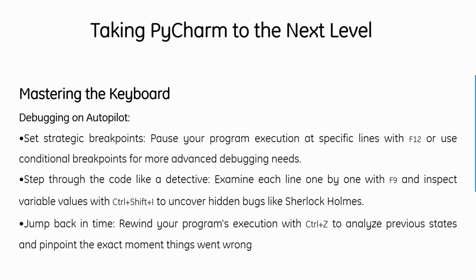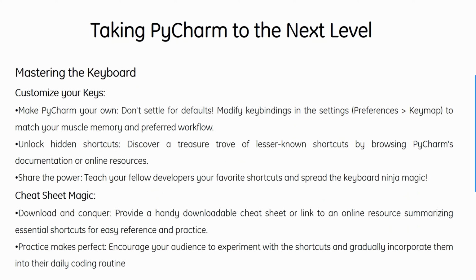Then we have jump back in time, that is, rewind your program execution with Control Z to analyze previous states and pinpoint exactly where things went wrong. Next, we have customize your keys. Make PyCharm your own, don't settle for defaults. Modify your key bindings in the settings, that is, you can go to Preferences and Keymap to match your muscle memory and preferred workflow.